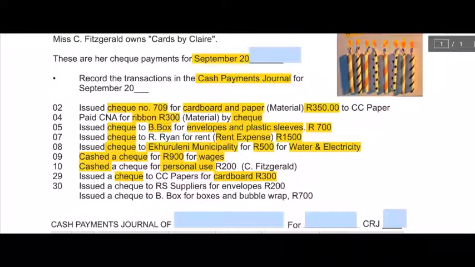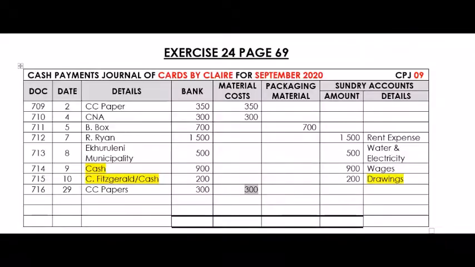Okay, then the next one. On the 30th, we issued a check to RS Suppliers for envelopes, 200 Rand. Now envelopes will be packaging materials. Okay, so it will be check number 717 on the 30th to RS Suppliers, 200 Rand, and it was for envelopes, so it doesn't go to the material costs column, it goes to the packaging materials column.